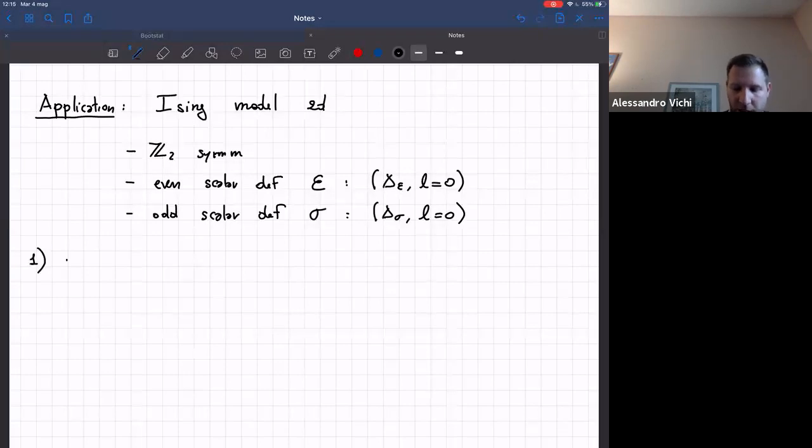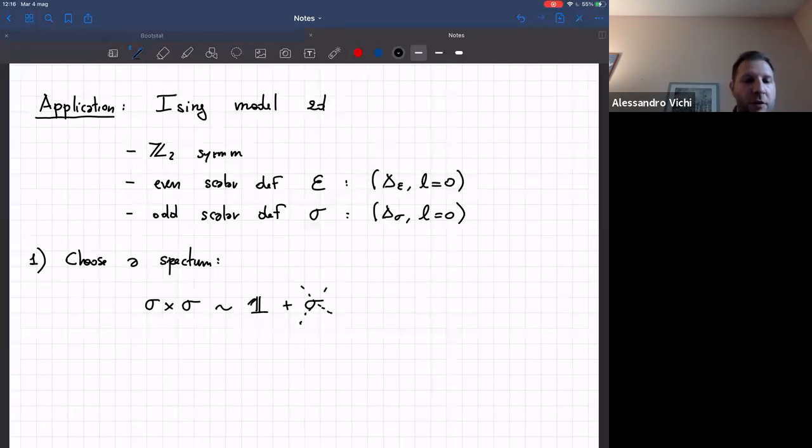We start by choosing a scalar, sigma, and we also choose a trial spectrum. In choosing a spectrum, we have to choose an OPE. Okay. So in particular, we have to specify the form of the OPE sigma sigma. So now we write an OPE in the form of a fusion rule, in a sense. So I will forget about OPE coefficients, I will forget about dependence on coordinates. We'll just write schematically an OPE as we write schematically a fusion rule. So there is the identity, because these are identical scalars. You might say there is no sigma, because sigma is odd under the Z2 symmetry, so it cannot appear in the OPE of two sigmas. This is an example of selection rule that we discussed before.